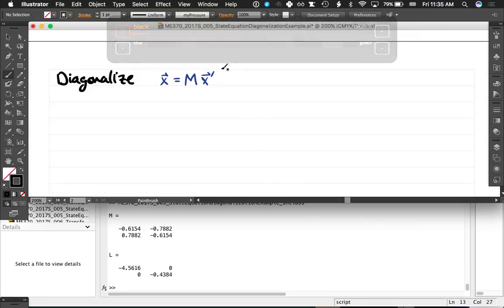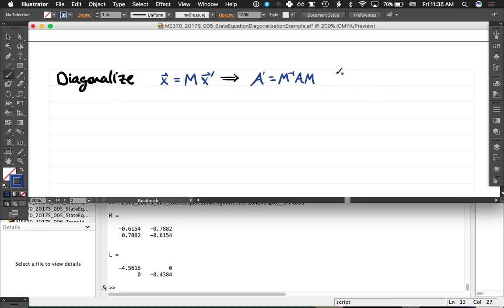And do you guys remember what happens when we do that? What happens to our A matrix? What's our A prime? The full thing is M inverse times the original A times M. We wrote this down before. Do you remember what it came out to be? Lambda. Diagonal. Lambda. So that's the diagonalized part. So we should check that this happens in Matlab.